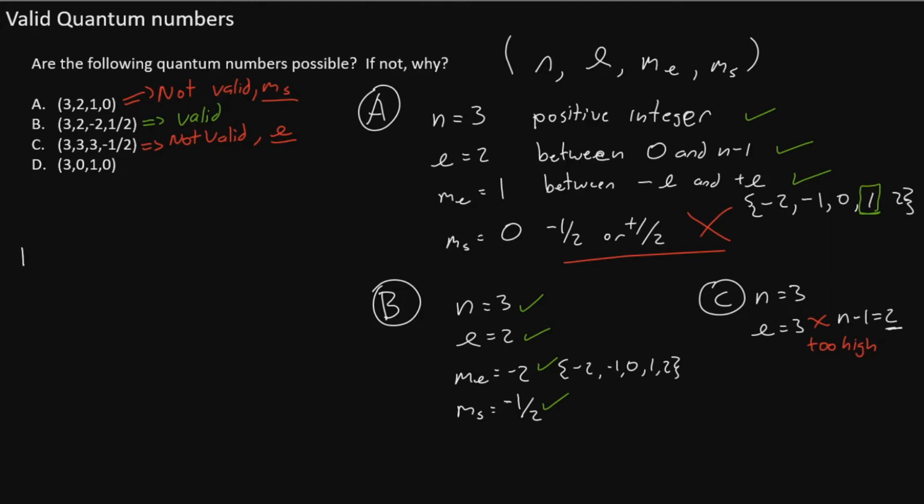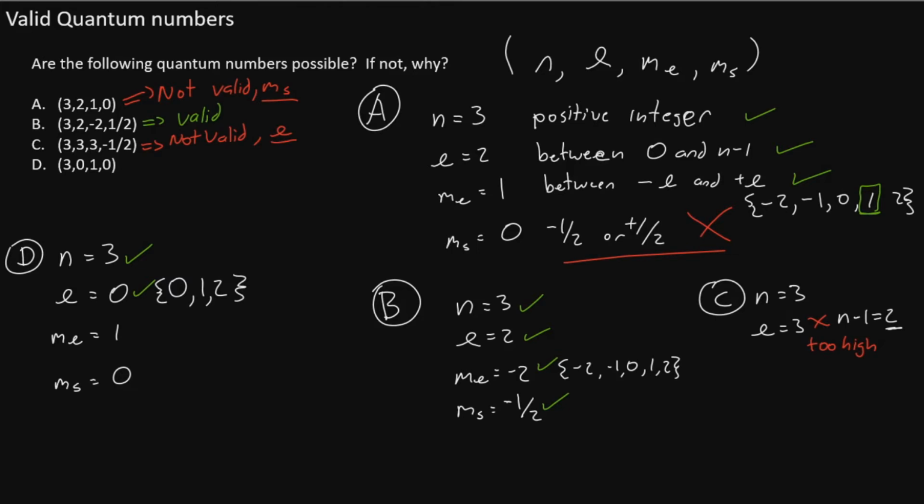Let's also do configuration D. Configuration D gives us an n value of 3, an L value of 0, an ML value of 1, and an MS value of 0. Now, n is still a positive integer, so this is fine. L must be between 0 and n minus 1. Therefore, 0 is fine, 1 is fine, and 2 is fine, and 3 would not be. But since 0 is on this list, this is okay.